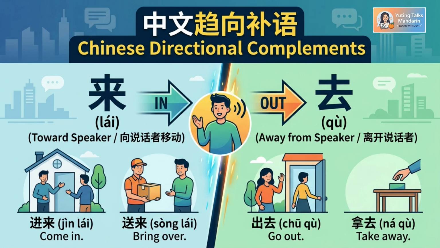In today's lesson, we're going to learn directional complements in Chinese. This structure helps you describe the direction of an action, which is very important in daily conversations. We'll focus on two key words, lai and chu, and I'll show you how to use them step by step with simple examples. Let's get started.